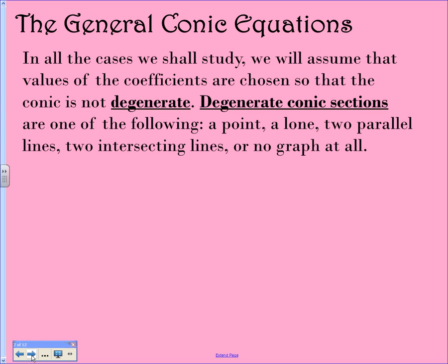So you don't have to write this part, but what we're looking at, no, wait, yes you do. Sorry, this is the one you have to write. We're looking at one so that you are not degenerate. A degenerate conic basically makes a point, a line, parallel lines, intersecting lines, or no graph at all. It doesn't make an ellipse, circle, parabola, or hyperbola.